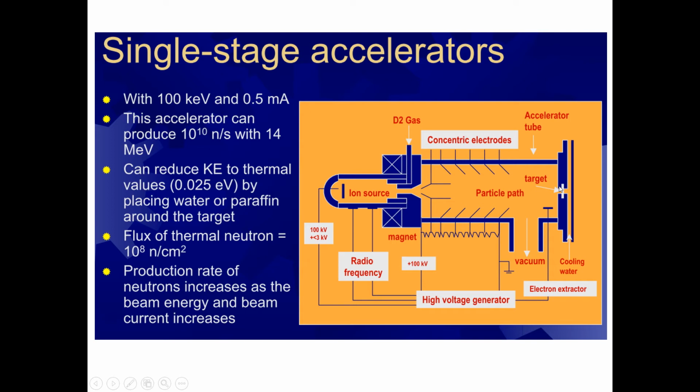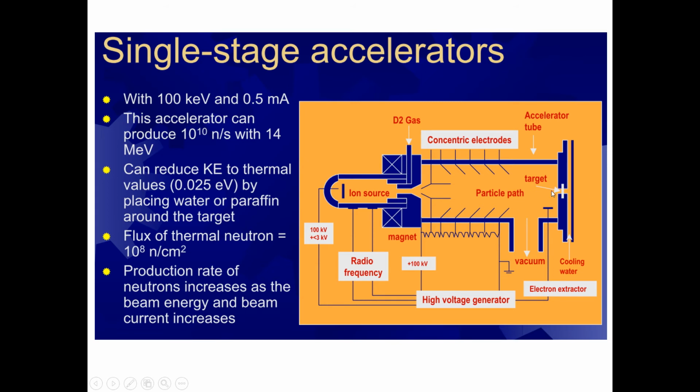If we place water or paraffin around the target, we can reduce the kinetic energy to that of the thermal value. The thermal value is 0.025 electron volt, and that can simply be done by placing water or paraffin around the target. So the flux of thermal neutrons will be equal to 10 raised to power 8 neutrons per centimeter square. So the production rate of the neutron increases.